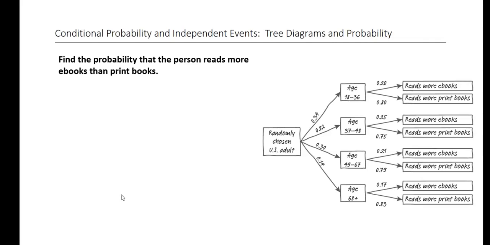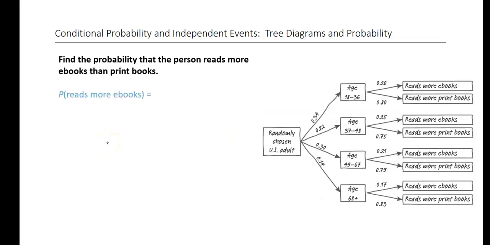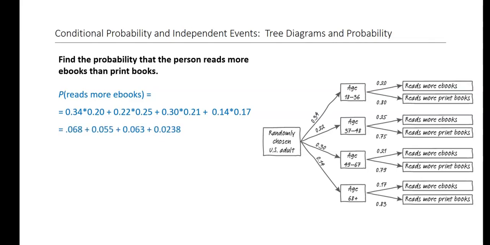Find the probability that the person reads more ebooks than print books. So all you would do for that one, more ebooks, you would add up this number plus this number plus this number plus this number, I believe. Right? So more ebooks, which are those four numbers we had, and it's 0.2098. So we had already done the first part of that work because we just multiplied every branch, which is a smart move.